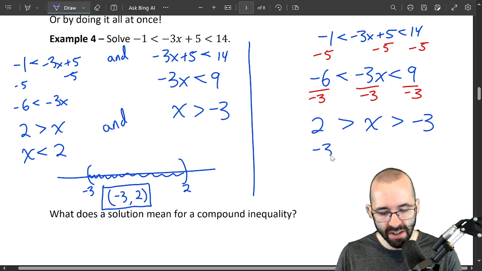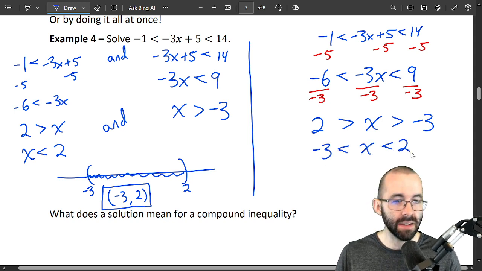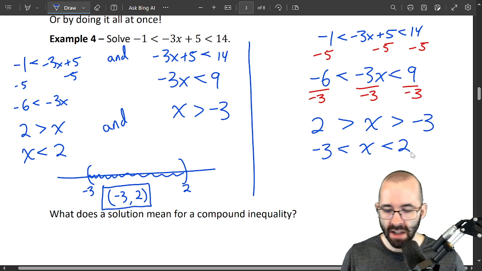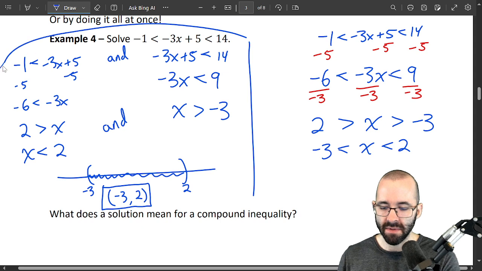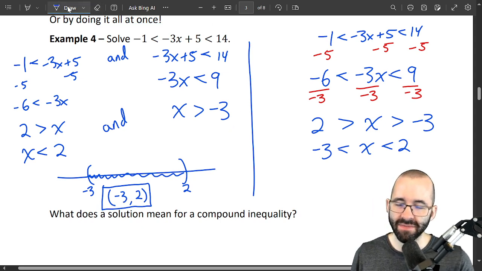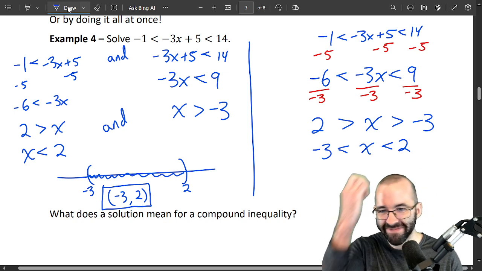And again, we could rewrite this: -3 is smaller than x, and x is smaller than 2. We get the same answer. I think the left method is more straightforward, but the right method is shorter.